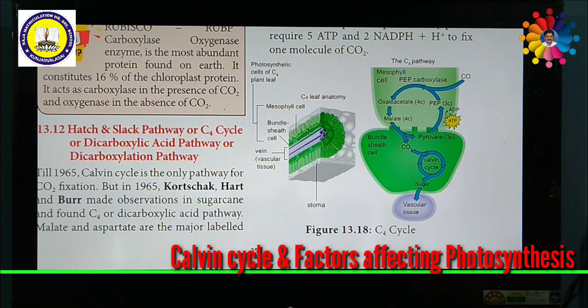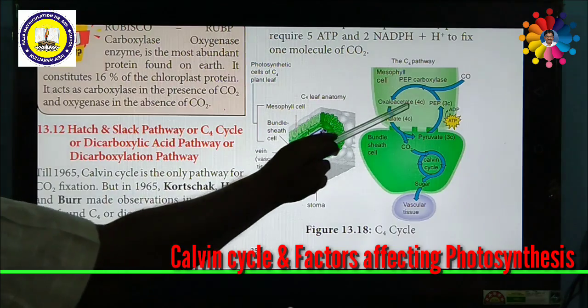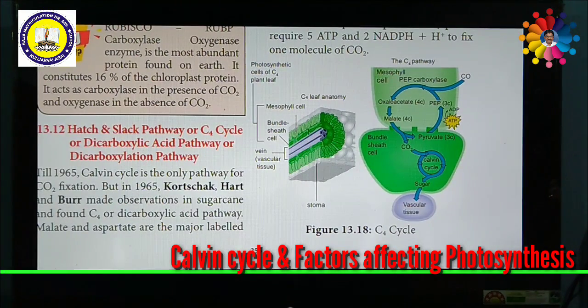Then the first product in the C3 cycle is phosphoglyceric acid. This is a 3 carbon compound. But here the first stable product is a 4 carbon compound, oxaloacetate. Kranz anatomy is not present in C3, but here Kranz anatomy is present. So, C4 is showing the Kranz anatomy.